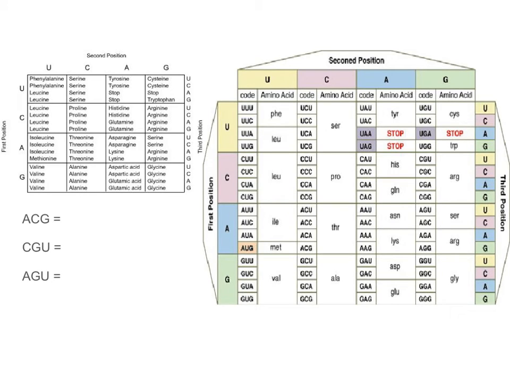Okay. ACG, if we were to use these charts, we could figure out what amino acid that is for. ACG, right here. We look at the first position, A, then we look at the second position, C, and then we look at the third position, G. And so ACG is right here, and that'd be threonine.